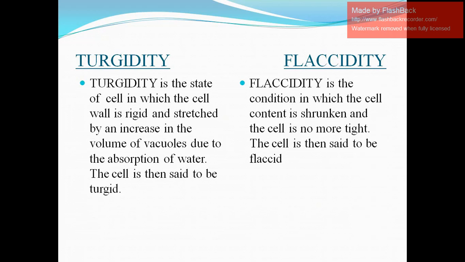The cell is then said to be turgid. Now flaccidity is the condition in which the cell content is shrunken and the cell is no more tight. So when a cell loses its turgidity and becomes loose and shrunk, such a condition is called the flaccid condition of a cell, and this phenomenon is called flaccidity.